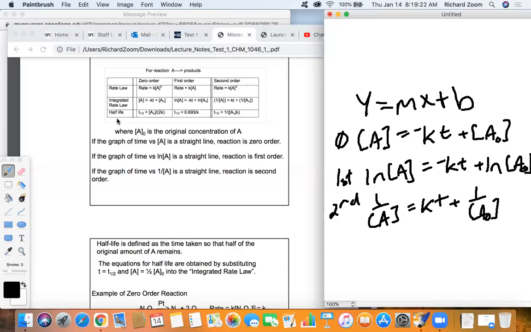Now, the other situation we have here is half-life, and as you can see on the slide, half-life is defined as the time taken so that half of the original amount of A remains, so half the original amount of reactant. Now, you would have heard the term half-life, I'm sure, in relation to nuclear decay. So if you had uranium-238, which is a radioactive substance, the half-life would be the time it takes to have half of what you started with.